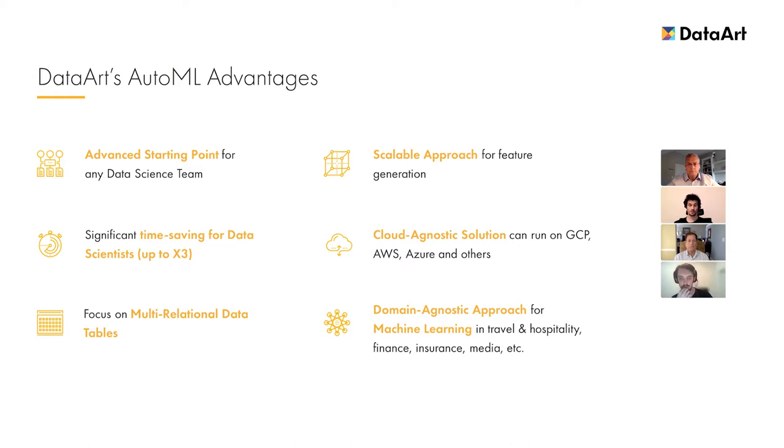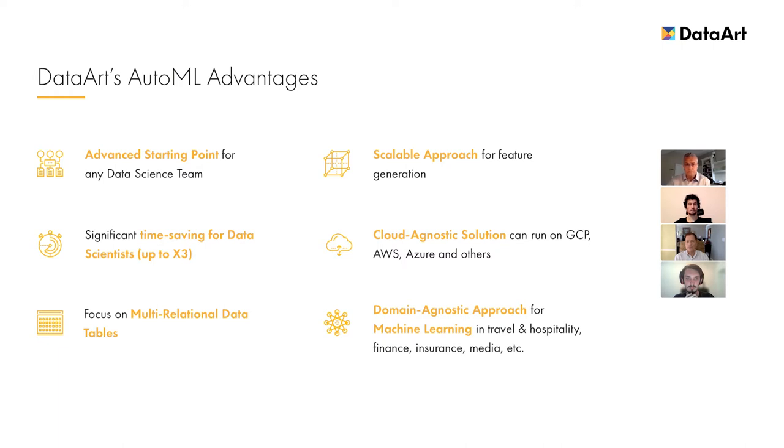Our solution is focused on multi-relational data tables. And this is the most common case for any real-life ML project. Our solution is scalable. It can run in parallel and in iterations. And also it's cloud agnostic, which means that you can run it on different cloud providers like GCP, AWS, Azure, or even on-prem. And also our solution is not specific to a domain. It's suitable for tasks in travel, in hospitality, finance, insurance, and other industries.